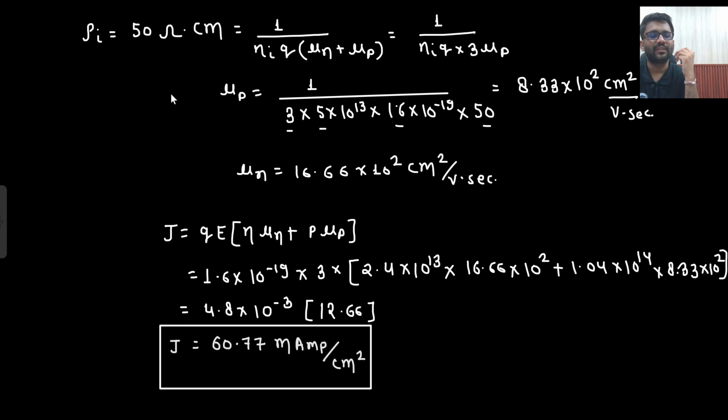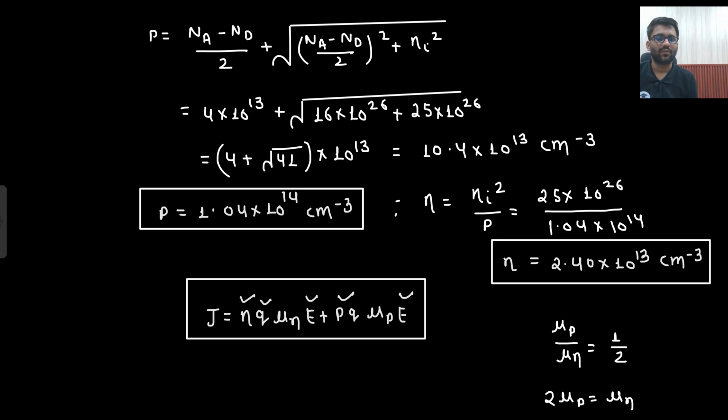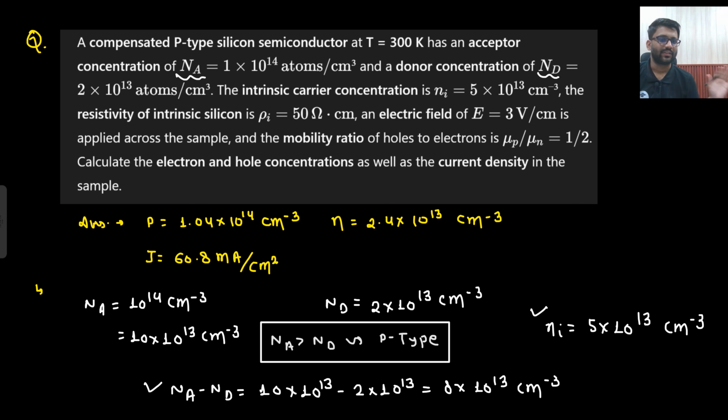In place of Nd, you will place Nd minus Na, and in place of Na, you will place Na minus Nd. For both of them, you will remember the formula for majority charge carrier concentration. For minority, you will just apply the mass action law. There you go. This is how you can revise this particular lecture.